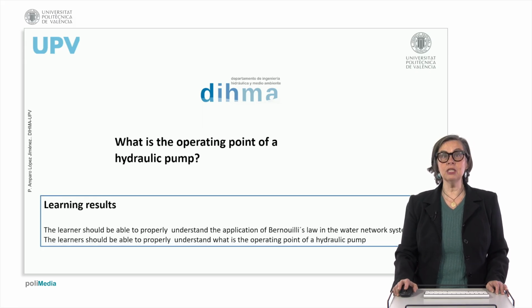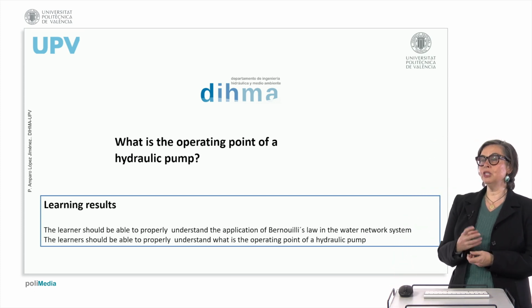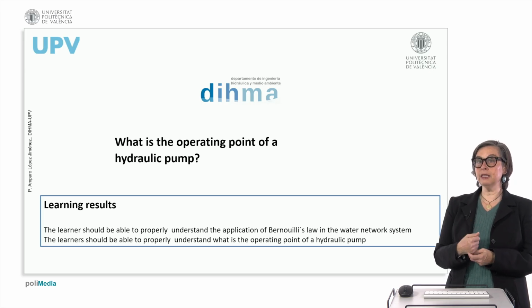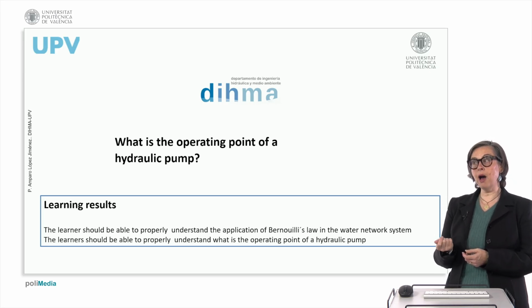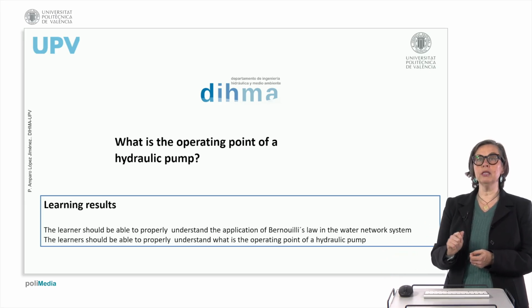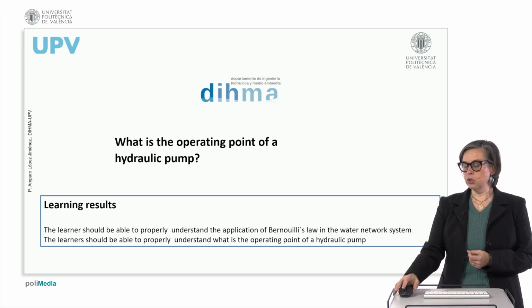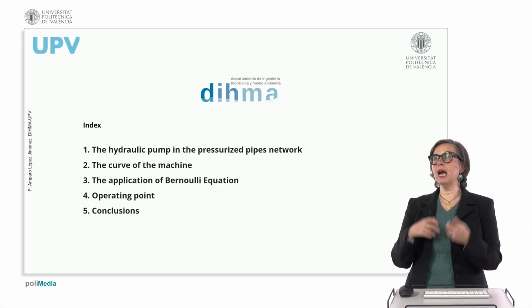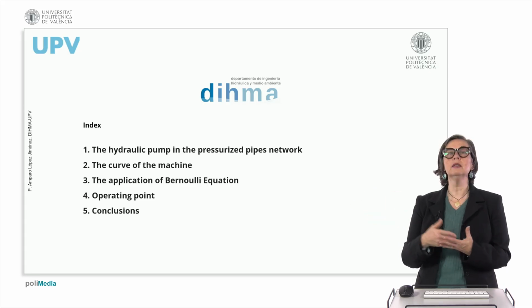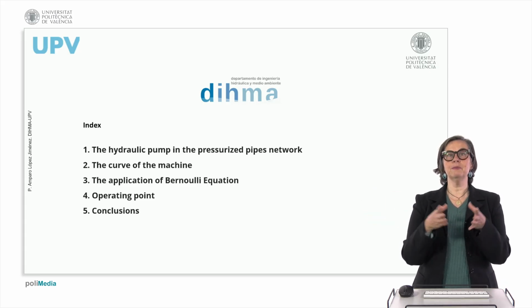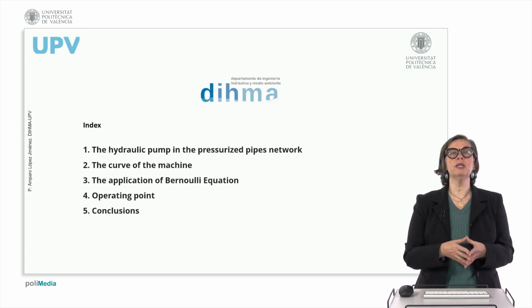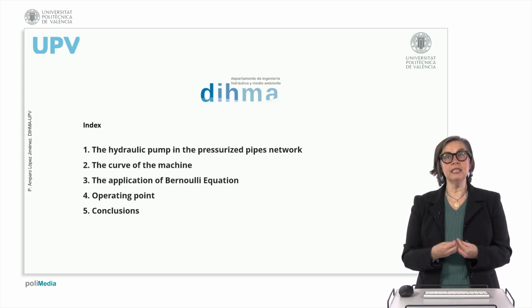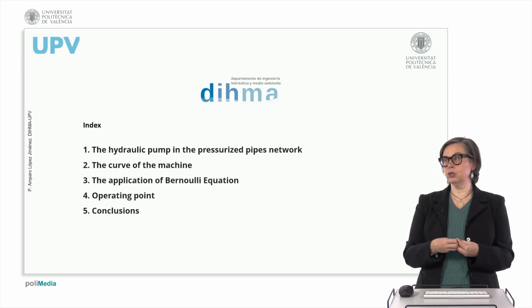When we finish today, we will be able to learn how to apply Bernoulli's law in the water distribution network, taking into account that we have a pump, and to understand what is the operating point of this hydraulic pump in this particular system. So we will be speaking about the hydraulic pump in the pressurized pipe network, the characteristic curve of the machine, the application of Bernoulli equation, the operating point, and finally the conclusions.